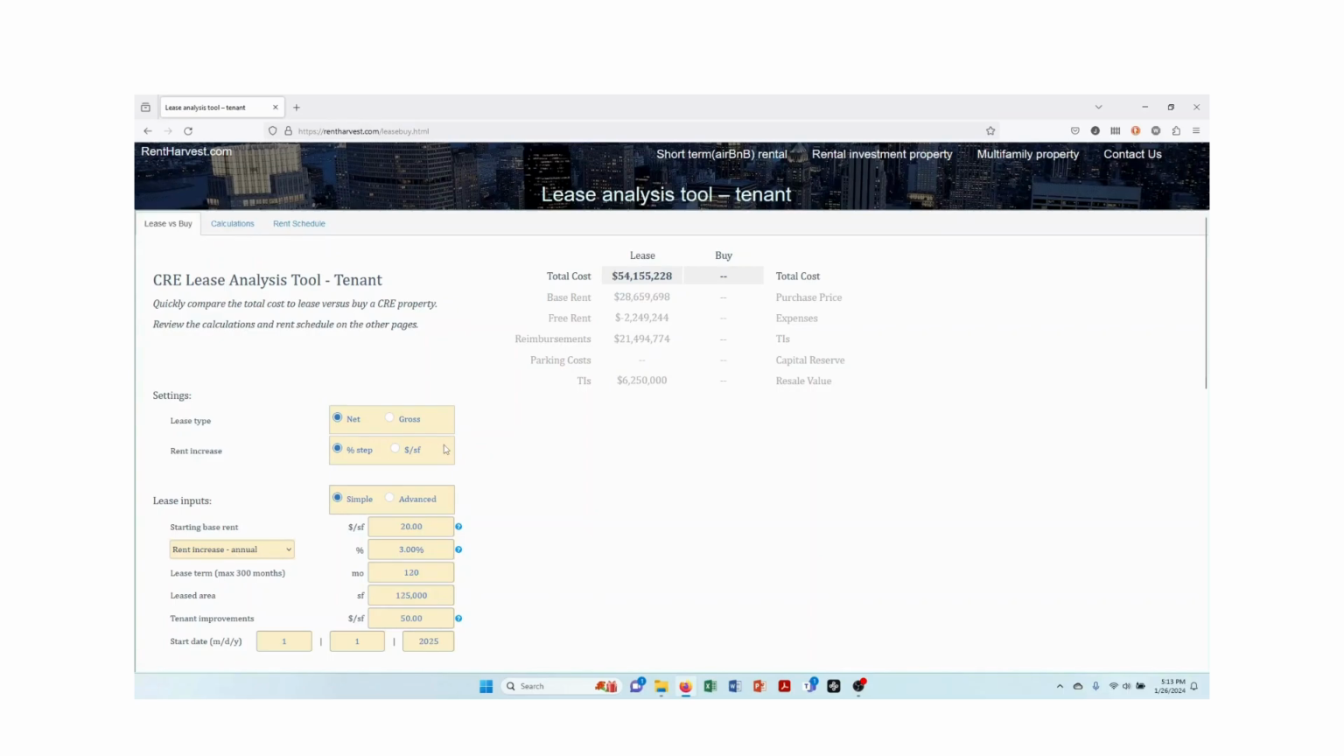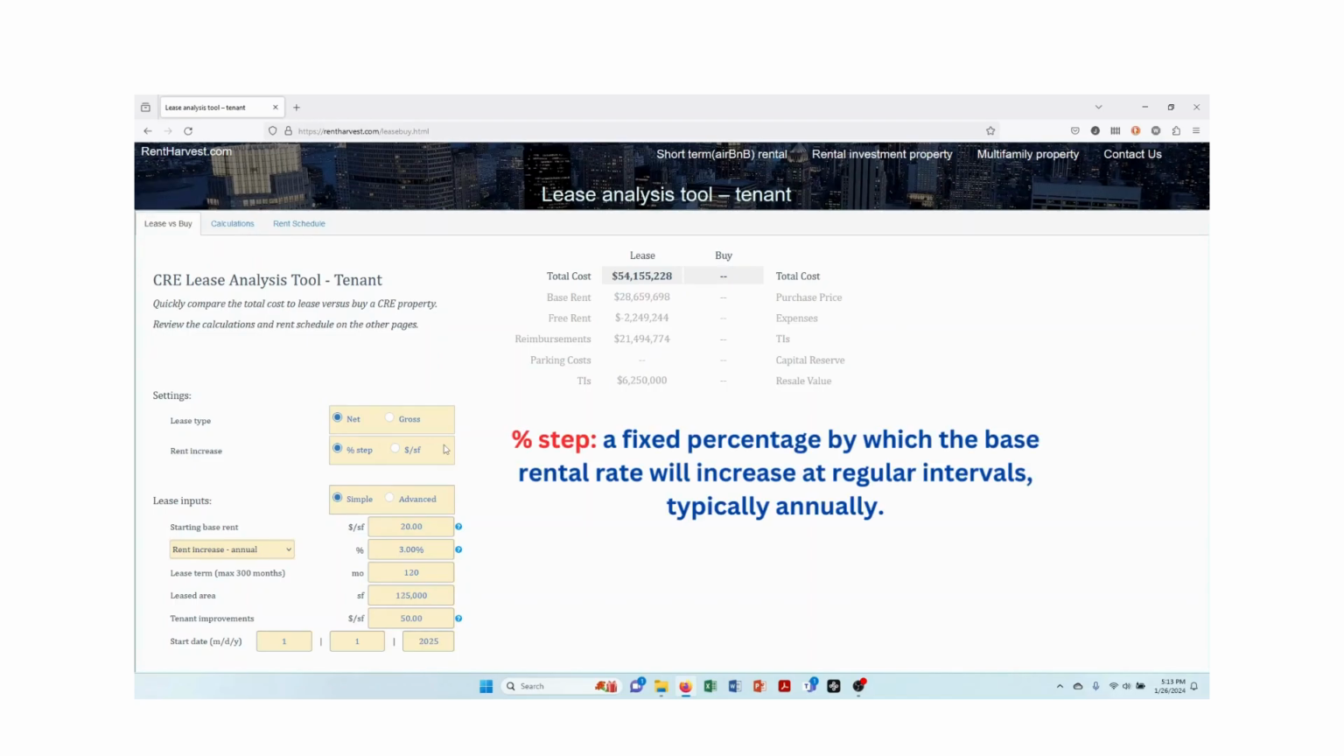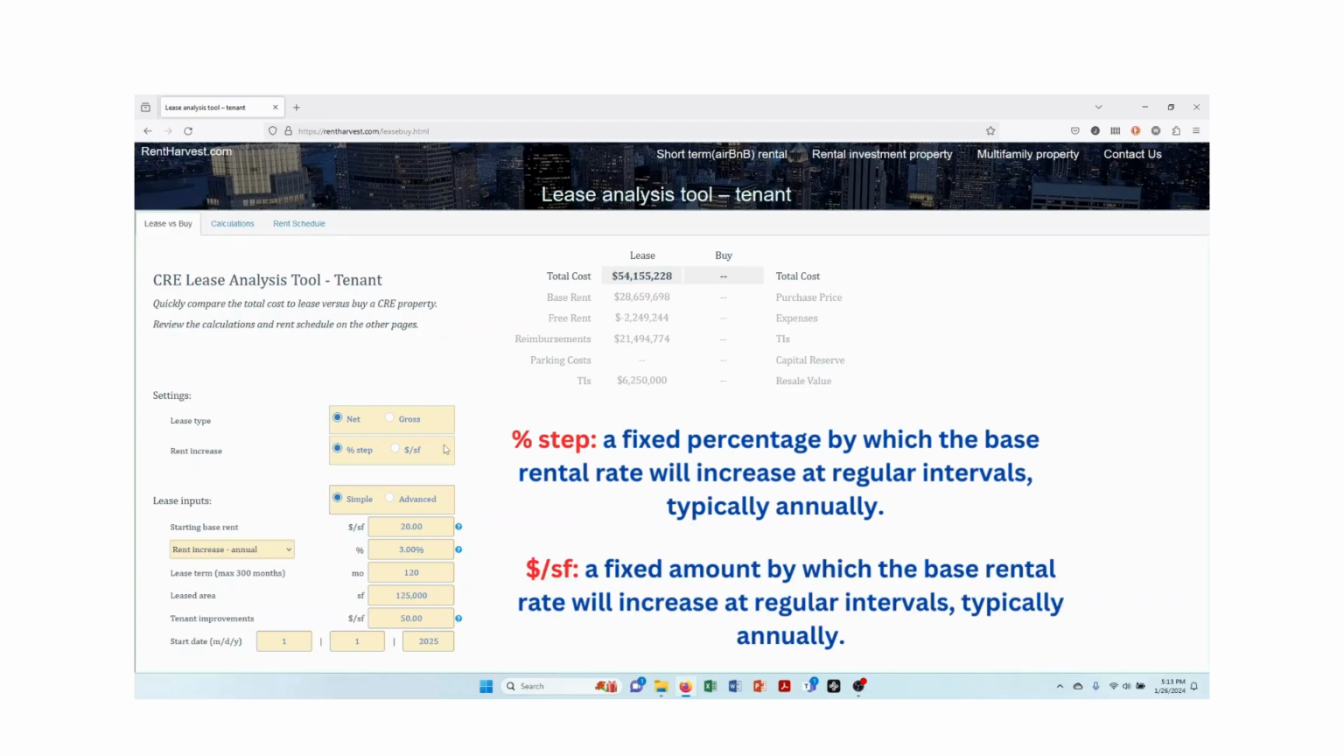Rent increases or rent steps are negotiated in most commercial real estate leases, and they usually take the form of either a percentage increase or a dollar per square foot increase.